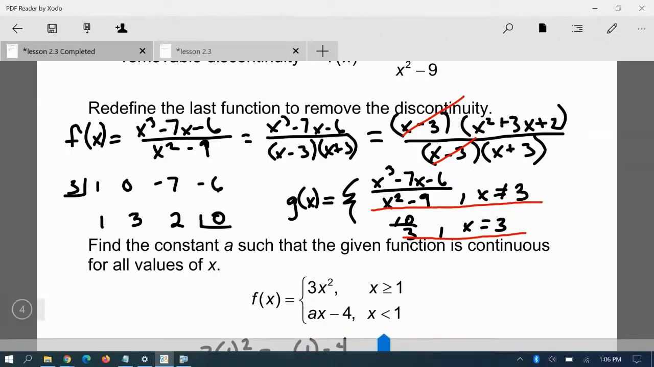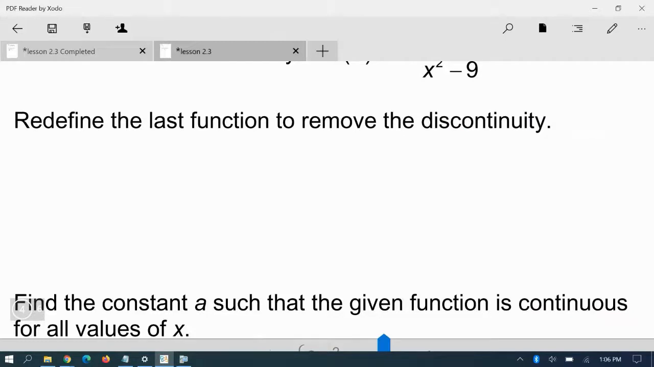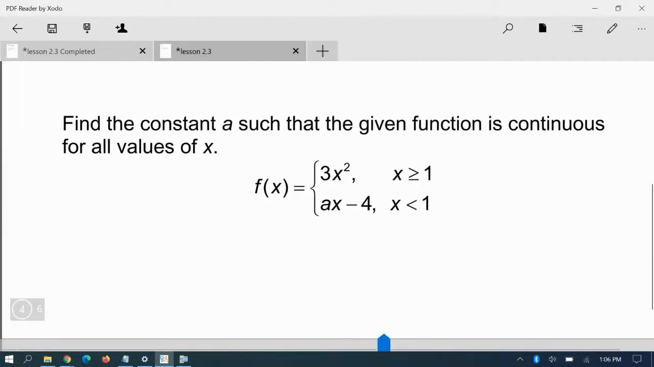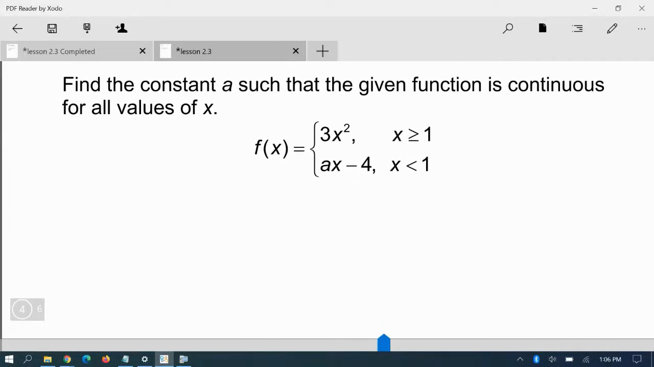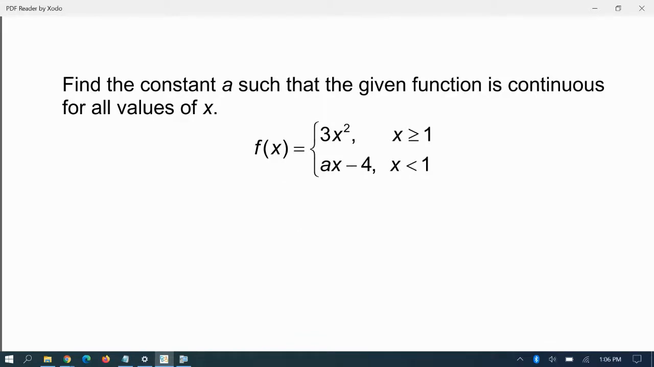Okay, so let's take a look at this next question. It says, find the constant a such that the given function is continuous for all values of x. So when you see problems like this, remember, if we want to think about continuity, the limit value needs to be equal to the function value. So I'm going to give you a minute to pause it, try to figure out what a would have to be, and then we'll talk about the solution for this one.